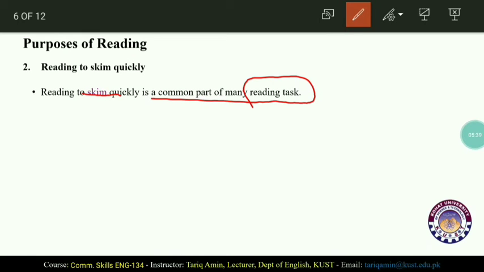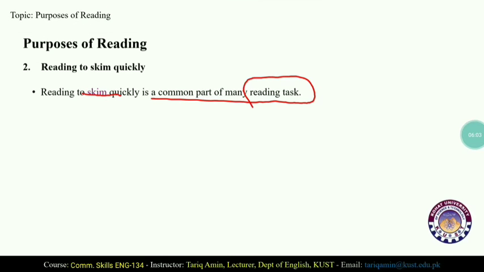For example, if you are reading a text for academic purposes, first of all, you try to skim it. You try to skim it in order to guess what is there in the text, in order to guess what the overall text is about, or in order to guess the central idea of the text, in order to have a general understanding of the text. You skim a text. So this could be one of the purposes of reading a text.